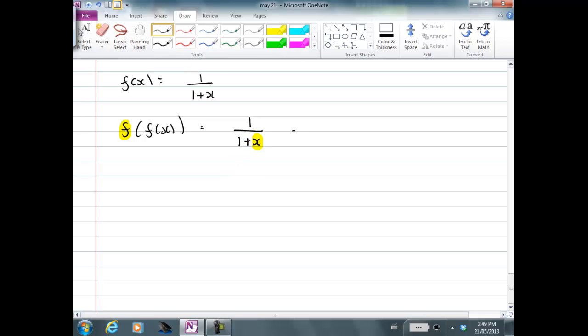So watch what I'm going to do. 1 over 1 plus 1 over 1 plus x. So take a minute. Look what I did up here. Now simplify. What you've got to do is simplify the bottom. Somewhere on the side, I want you to simplify 1 plus 1 over 1 plus x. Again, I'm going to simplify for you. LCD is 1 plus x over 1 plus x plus 1 over 1 plus x.